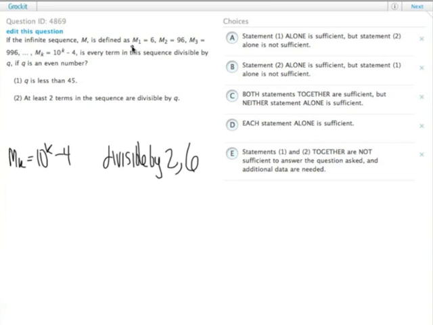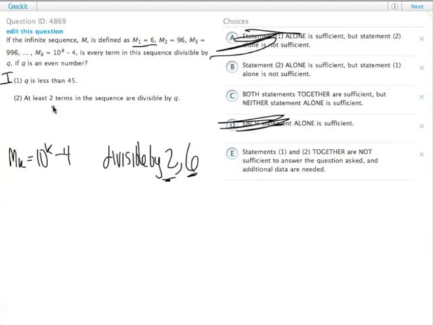Since the smallest number in the sequence is 6, no value for q larger than 6 works, because 6 isn't going to be divisible by 7 or 8 or 16 or anything. So we only need to concentrate on numbers that are 6 and lower. Okay, but so q is less than 45, we still have a choice between 2 and 6 and a number like 4 in between. So statement 1 is insufficient. It's not A and it's not D.